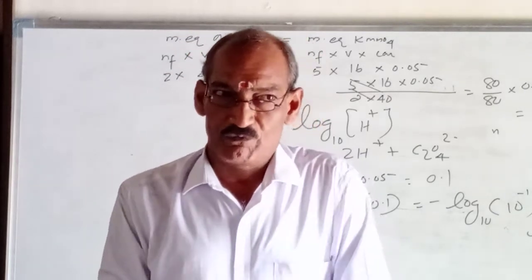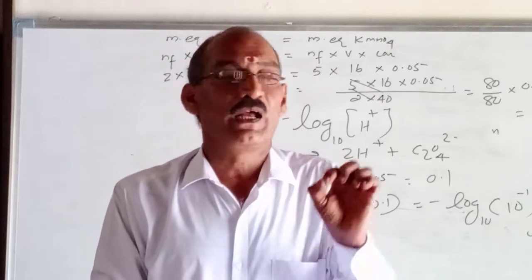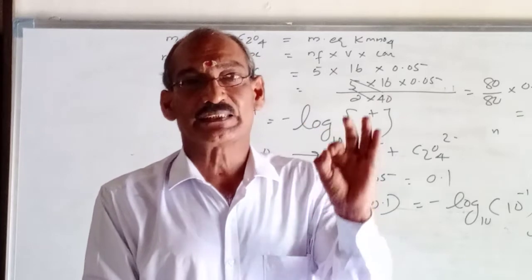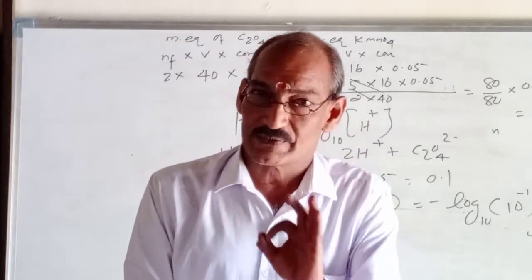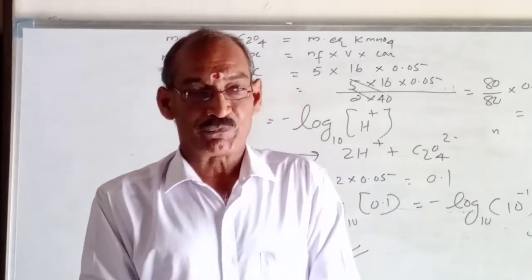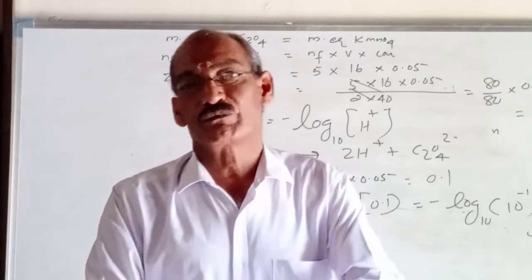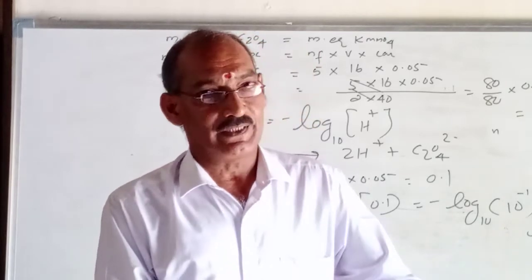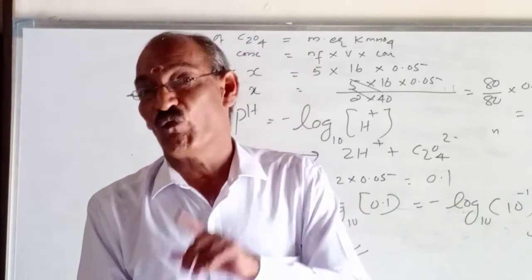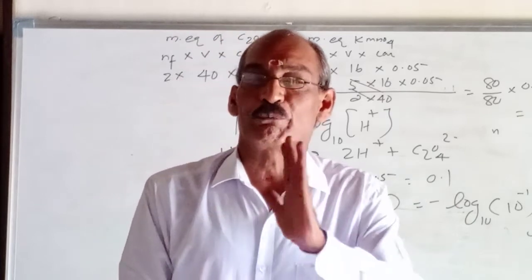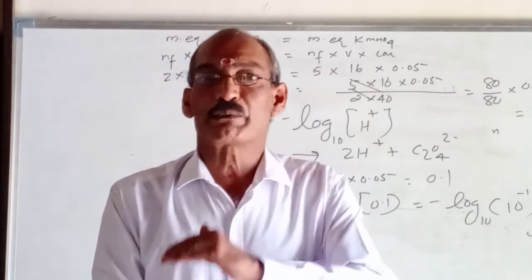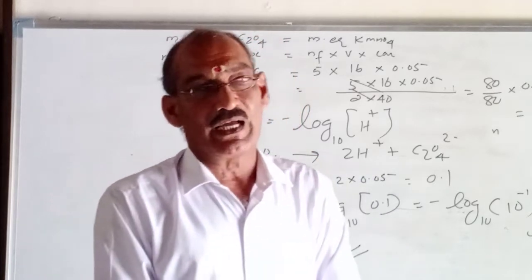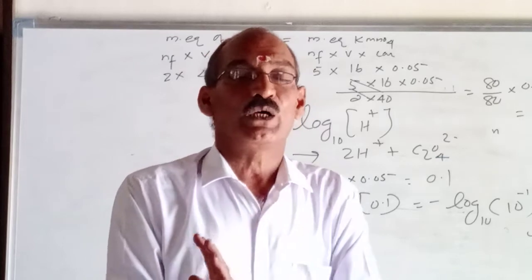Did you understand? Once more I will say: only 40 ml oxalic acid is given, but it is treated with 16 ml acidified potassium permanganate. But the question is, what is the pH of the oxalic acid? So you are mixing 40 ml oxalic acid with 16 ml acidified potassium permanganate. The acidified potassium permanganate concentration is 0.05. Based on these given data, we have to find out the pH of the oxalic acid.